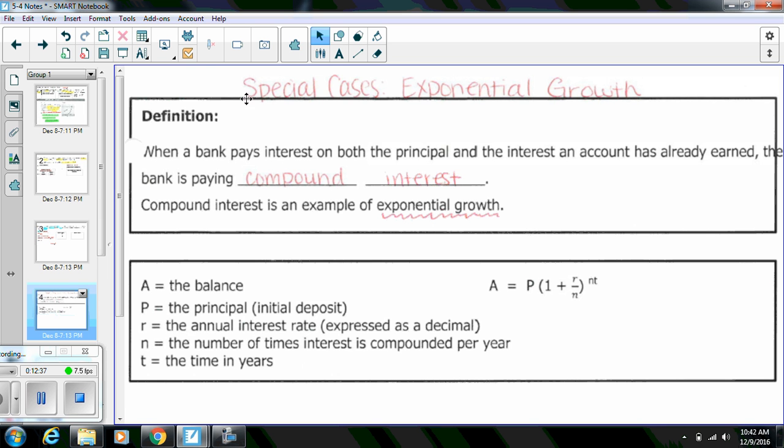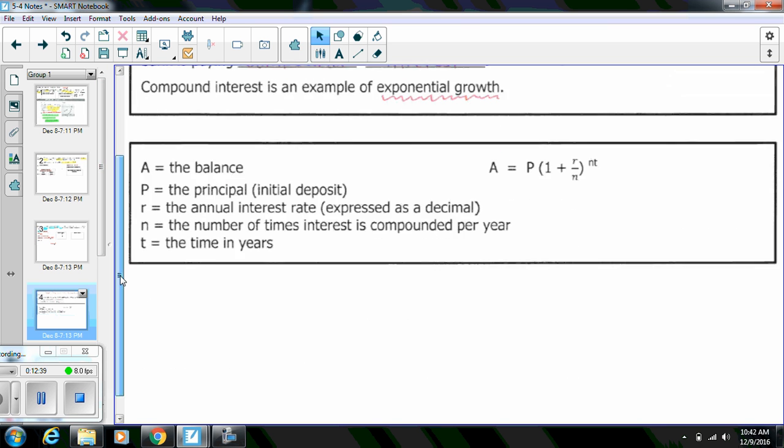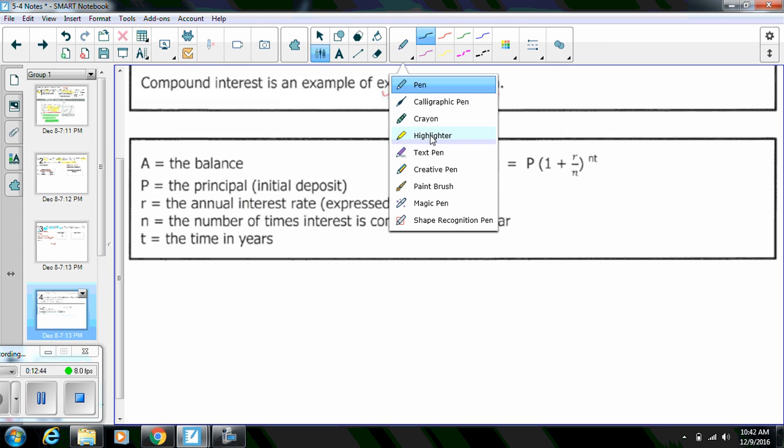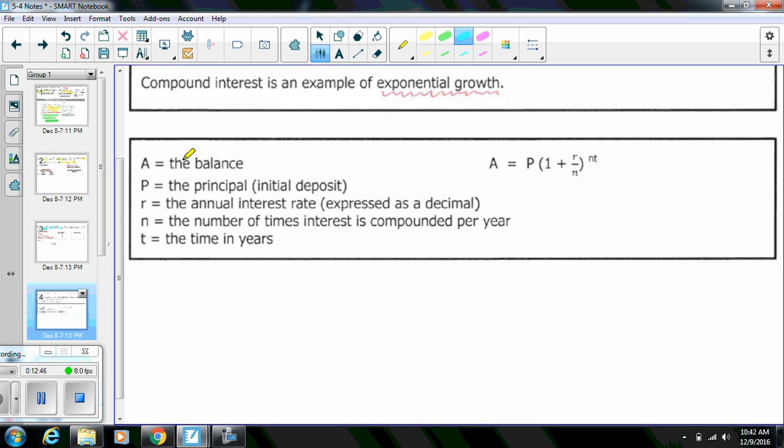All right. So compound interest is a special case of exponential growth, and for compound interest we have a special formula. So if you look below, you have to know these. So let's start talking about them now. A is your balance. This is the final balance after you're finding an amount. Okay, so A is the balance. P is the principal amount. This principal means this is your initial deposit. How much are you putting into that bank account? Say you're putting in $200. So your principal is your initial deposit of money.